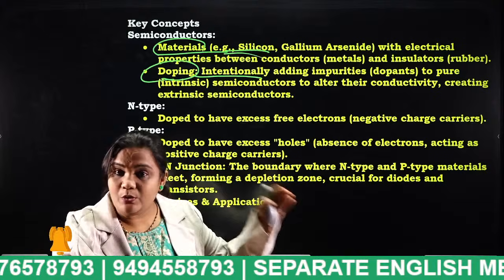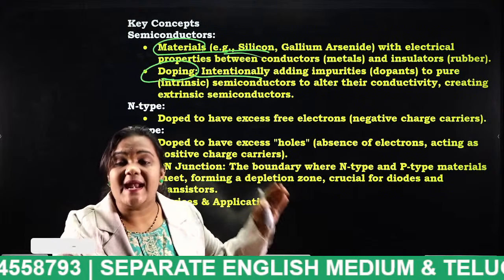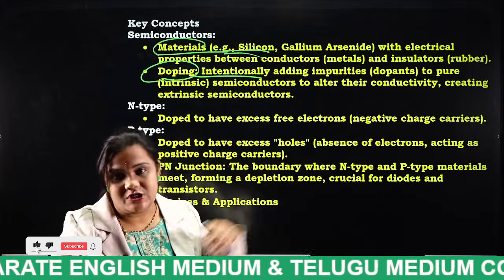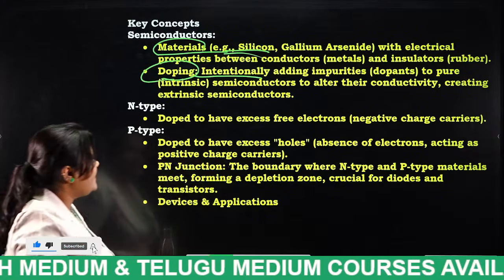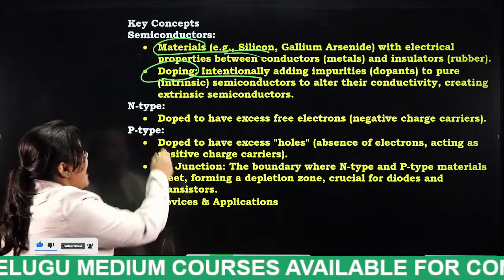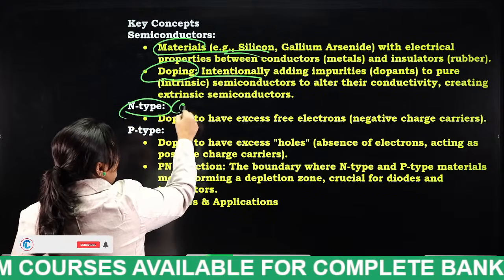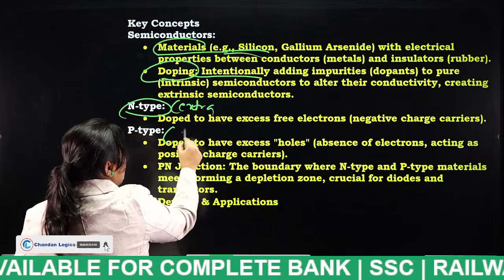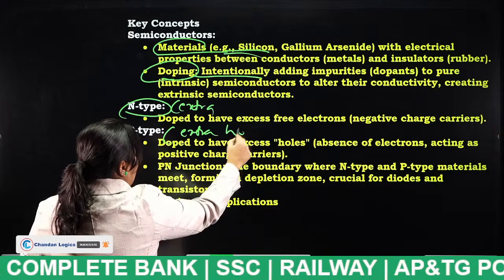We are adding impurities, such that what happens? Electricity flow will be disturbed. Okay. Next, N-type. I have already told you N-type is nothing but extra electrons. P-type is nothing but extra holes.